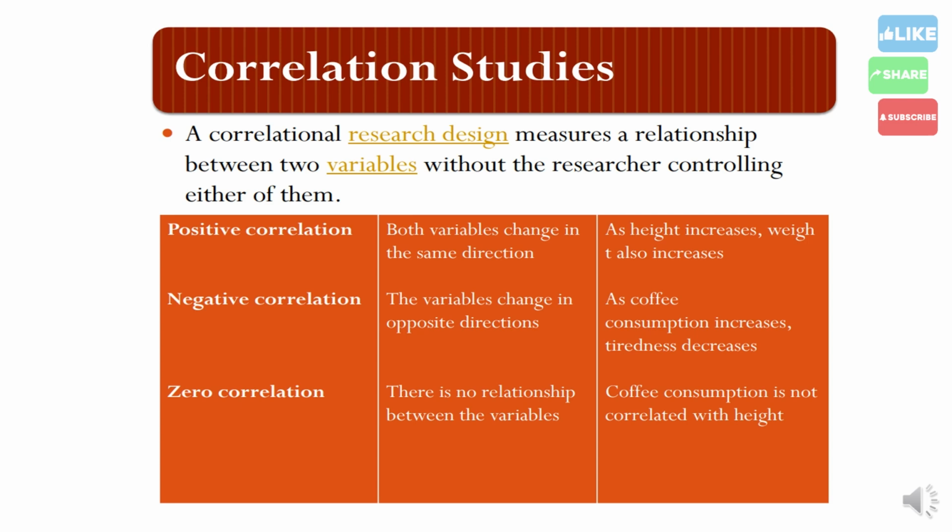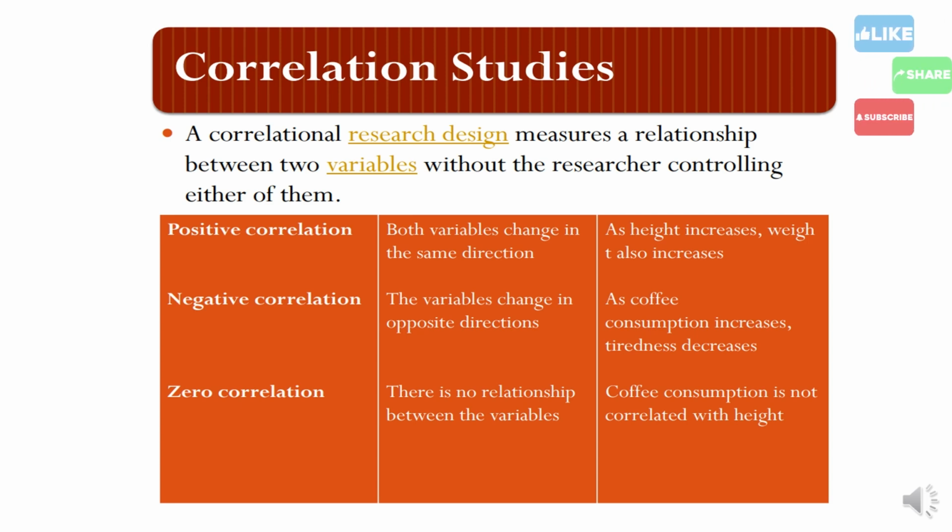So there is positive correlation, where both variables change in the same direction. For example, as height increases, weight also increases. Height is one variable and the other variable is weight. Both increase, so they have a positive correlation.